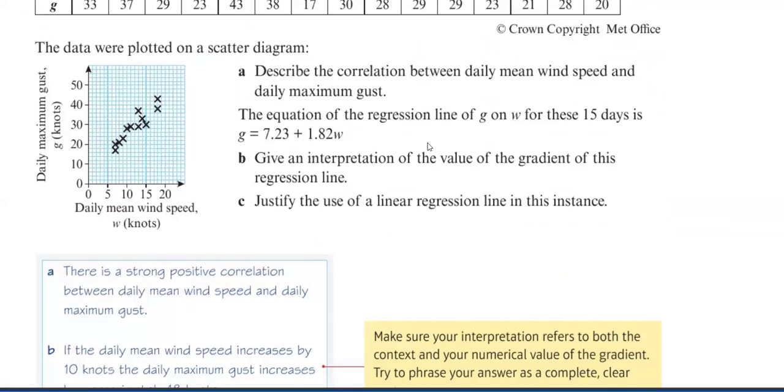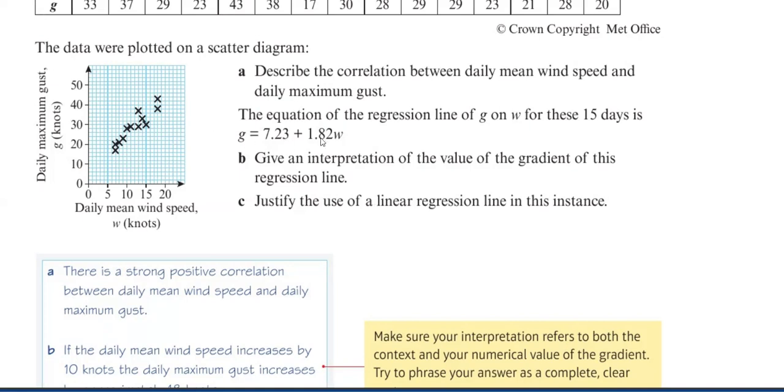The equation of the regression line of G on W for these 15 days is given. G equals 7.23 plus 1.82 W. G is the y-axis, W is the x-axis. 7.23 means the intercept, 1.82 means the gradient. The gradient is positive, therefore positive correlation. Give an interpretation of the value of the gradient of this regression line.